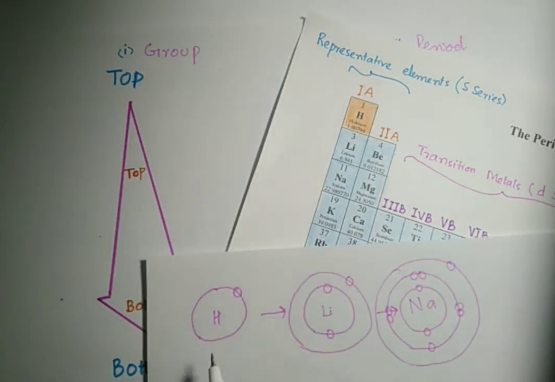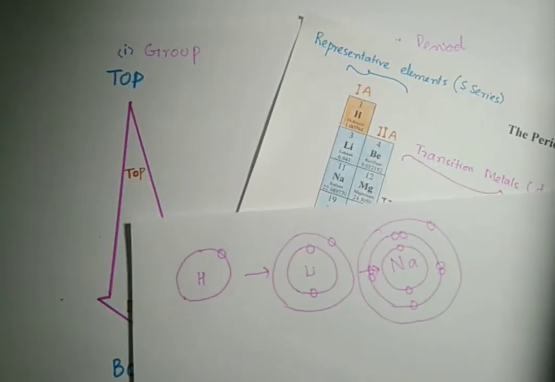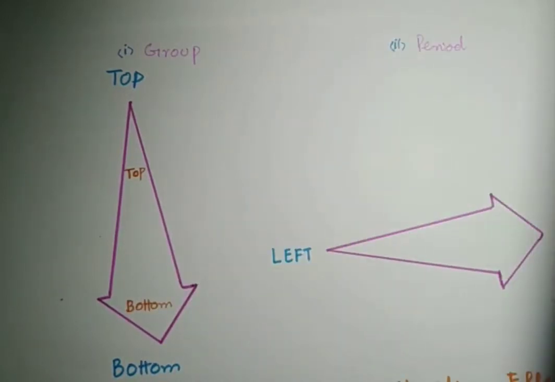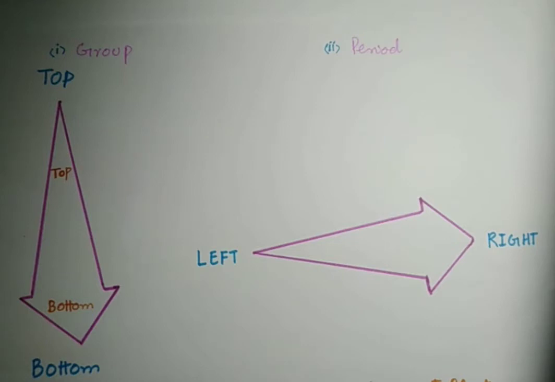So when we move from hydrogen to lithium to sodium, one extra shell is added, which means that when we move down the group, another shell is added. And when another shell is added, the number of electrons increases and they shield and reduce the force of attraction between the valence electrons and the nucleus. Talking about the period, when we move from left to right in a period, the shielding effect remains constant.